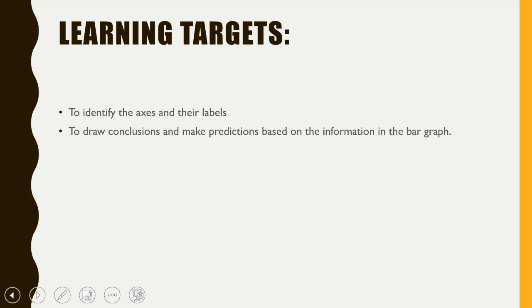When we're looking at bar graphs, we want to be able to identify the axes and their labels and know what those mean and how they relate to the data that we're looking at. We also want to be able to draw conclusions and make some predictions based on what we're seeing in the bar graph.